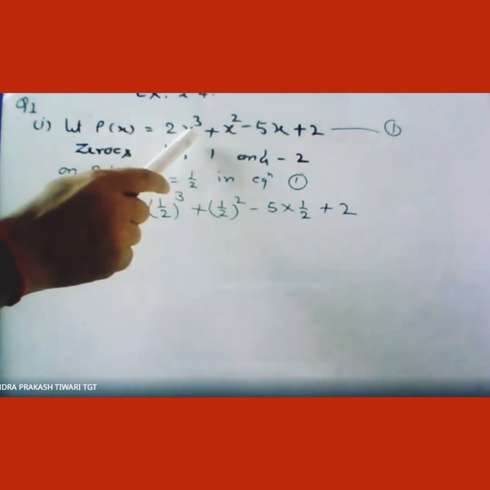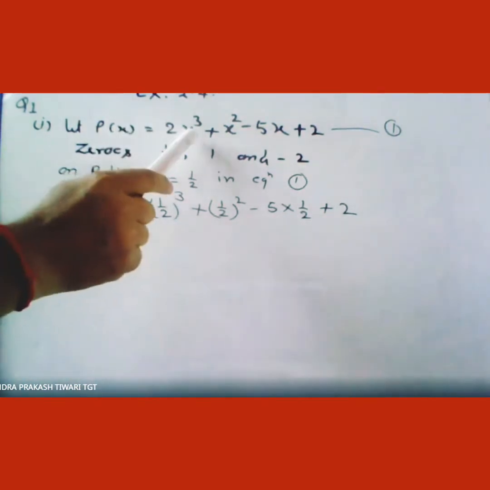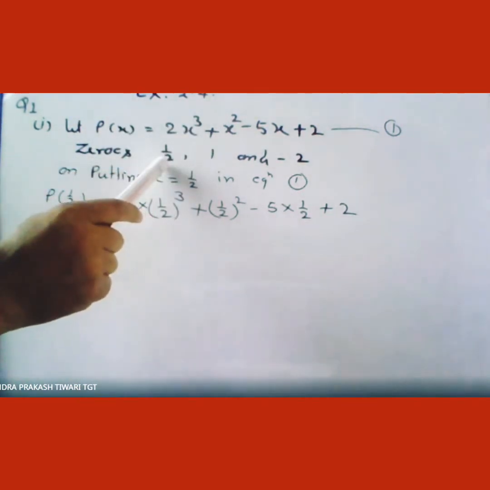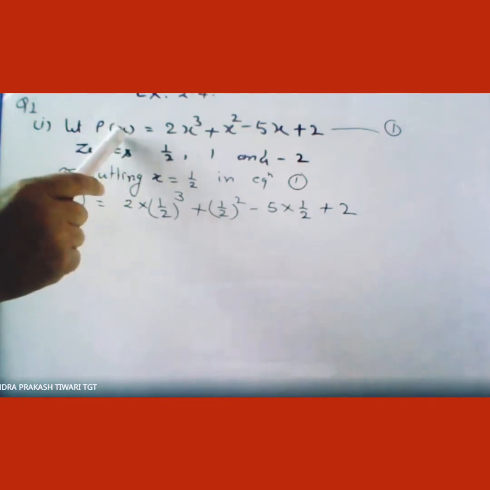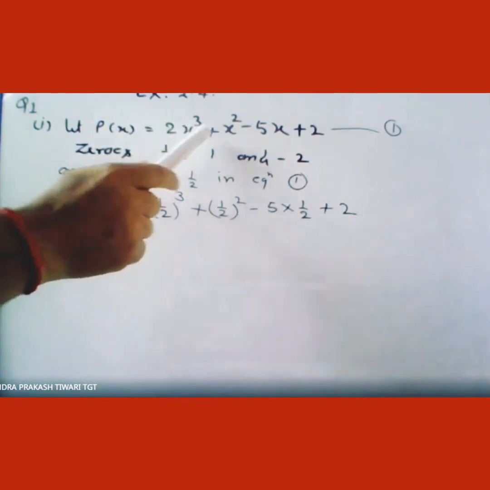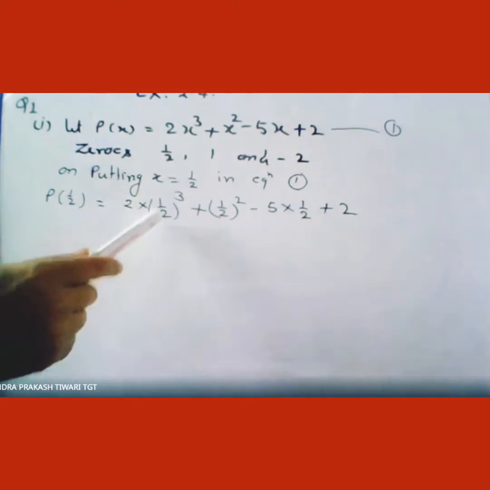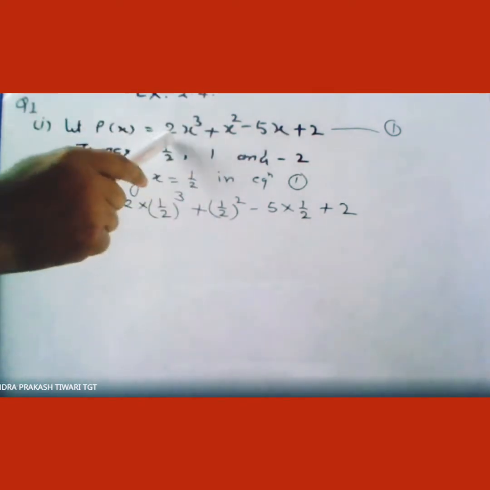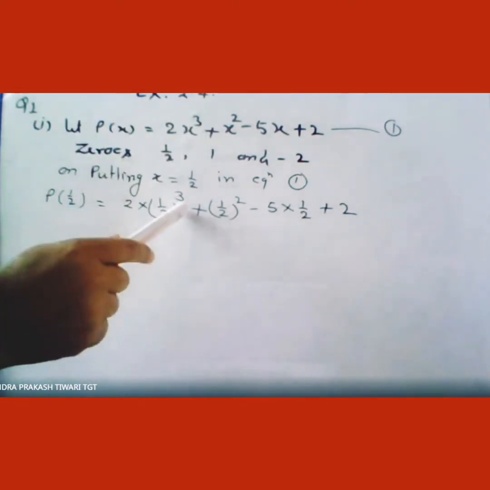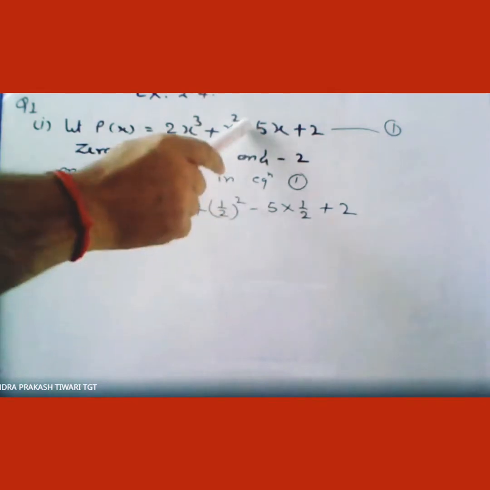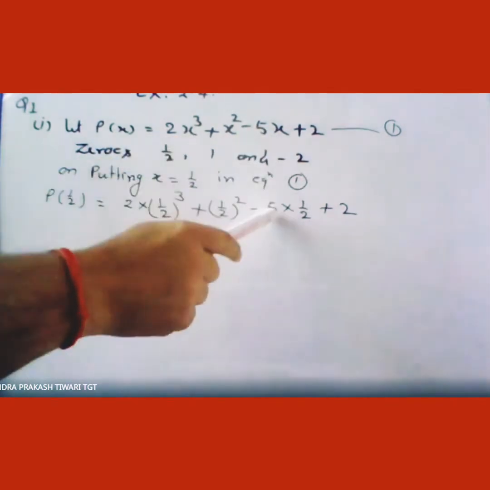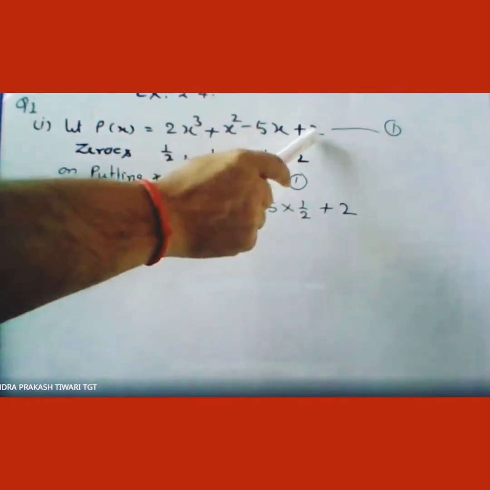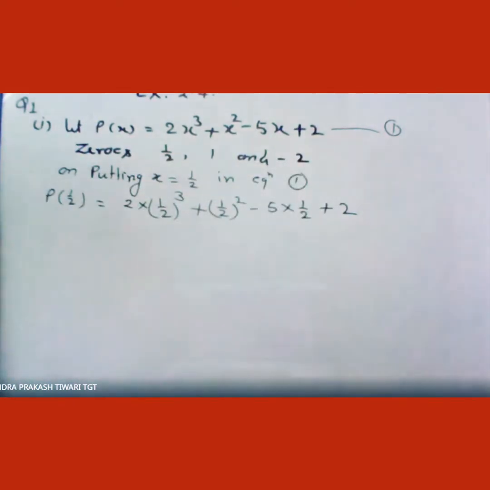Okay, so what to do in this question? In this question we will replace here x by this first 0, 1 by 2, means we will put in the place of x, 1 by 2, and other things same to same. 2 same to same, whole cube is same to same, whole square is same to same, minus is same to same, and 5 is also same to same, and plus 2 also same to same.